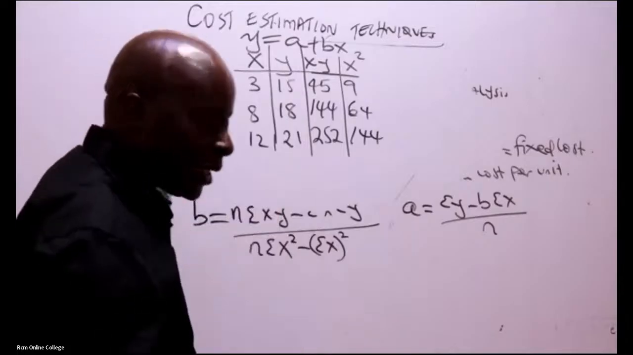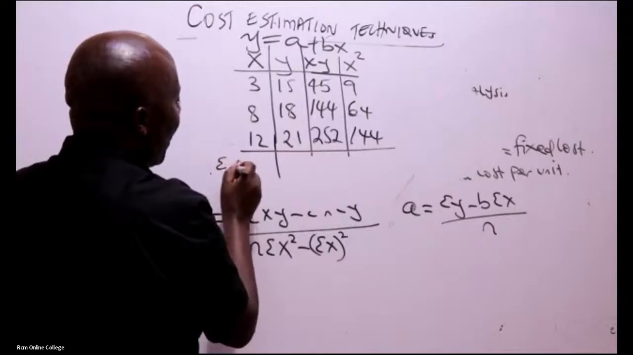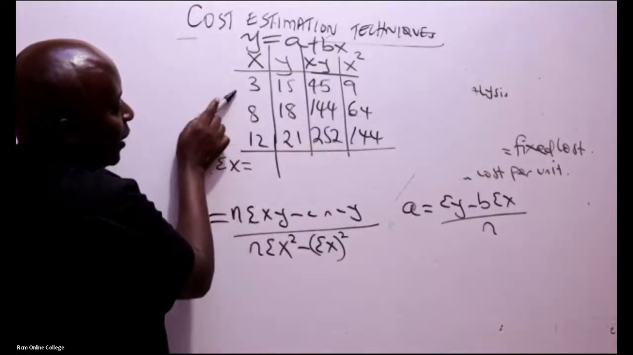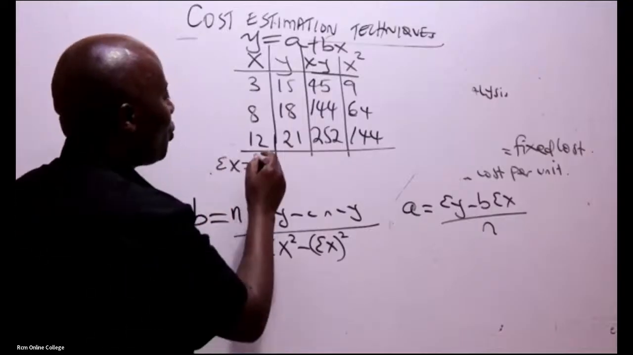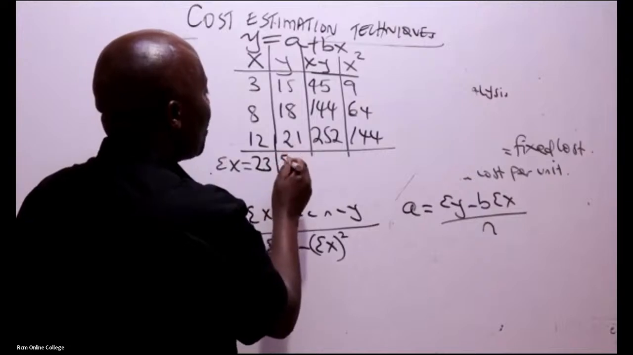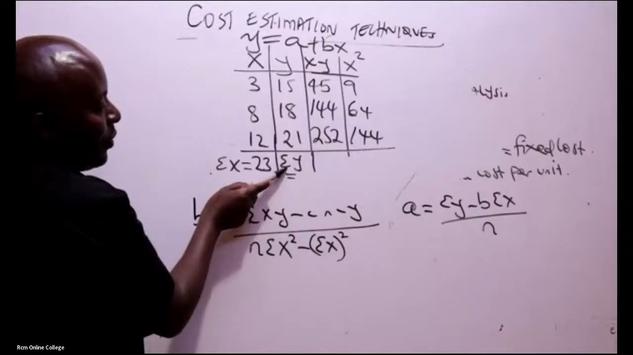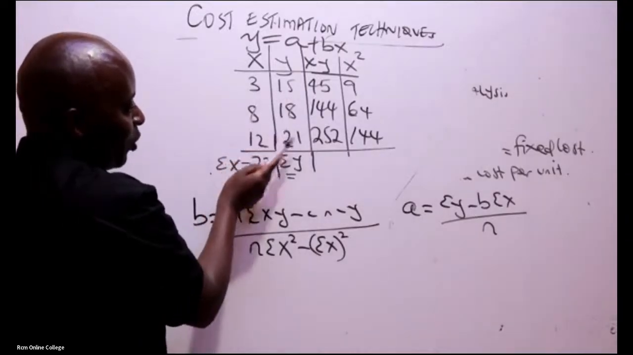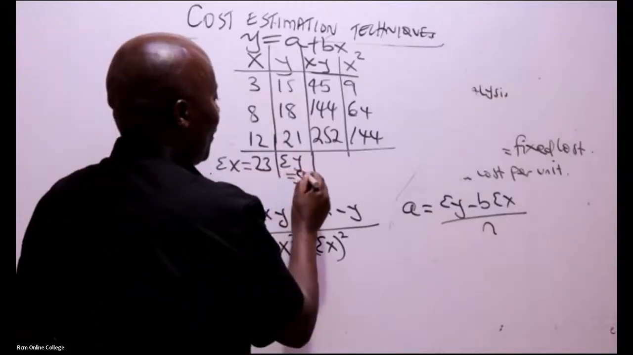So go ahead and give us summations. Give us here summation of x. Is there somebody who can add this for us? Summation of x, this will be 11 plus 12. That gives us 23. How about summation of y? Please add everything. It's important. So this will be 15 plus 18 plus 21, which gives us 54.